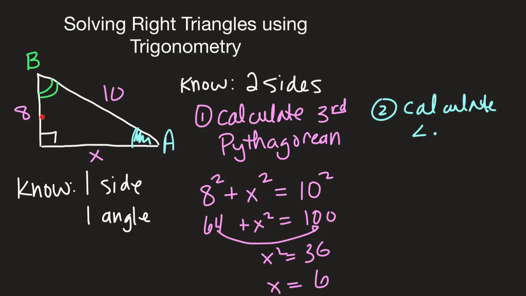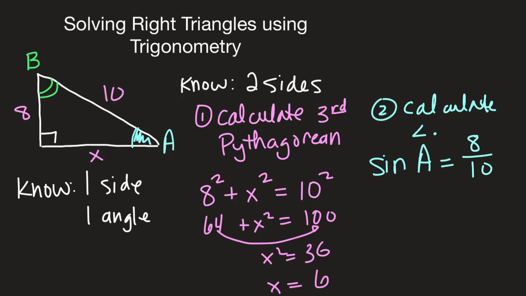Which trig relates the opposite to the hypotenuse? That would be the sine. Sine is a ratio of the opposite side to the hypotenuse. So the sine of angle A, that's what we're trying to solve for, is our missing angle A, equals the opposite side, which is 8, over the hypotenuse, which is 10. So we write the equation sine of A equals 8 over 10.